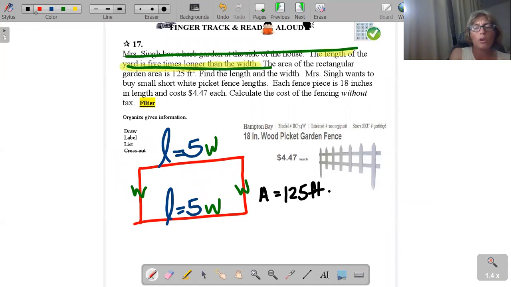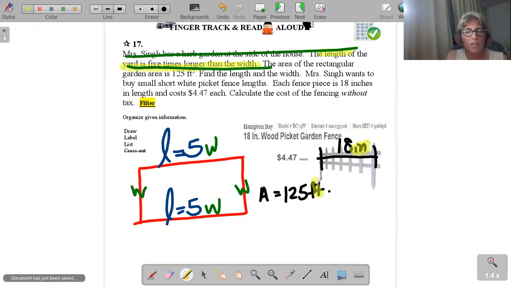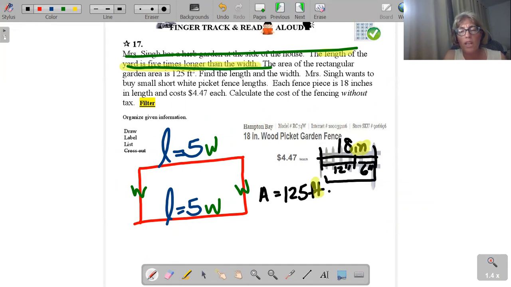We want to put a border. The fencing is 18 inches. Uh-oh, watch out. That's inches, that's feet. So you need to figure out how many inches 18 is in a foot. 12 inches make 1 foot. 6 inches make a foot and a half. So your fencing is 1.5 feet. Keep that in mind.